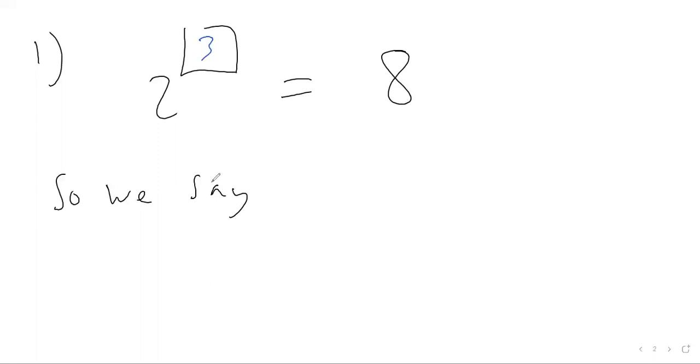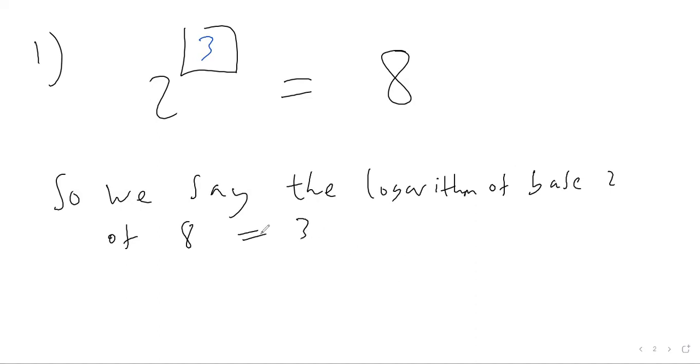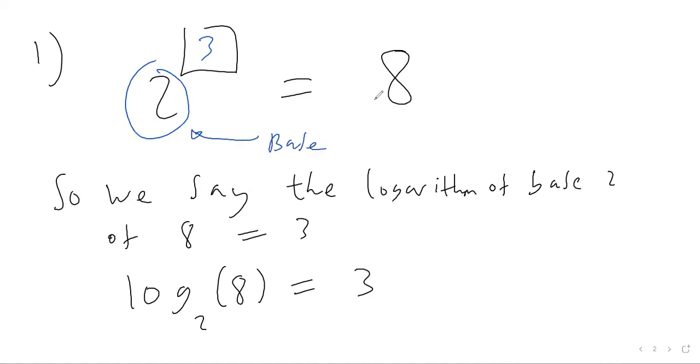So we say that the logarithm of base 2 of the number 8 is equal to 3. In other words, log base 2 of 8 is equal to 3. We call the 2 the base number. What we're saying is that when we raise 2 to the power of 3, we get 8. So what logarithms do is they tell you the power that you need to raise this base number to in order to get your answer. So the logarithm of base 2 of the number 8 gives you 3 because 2 to the power of 3 equals 8.